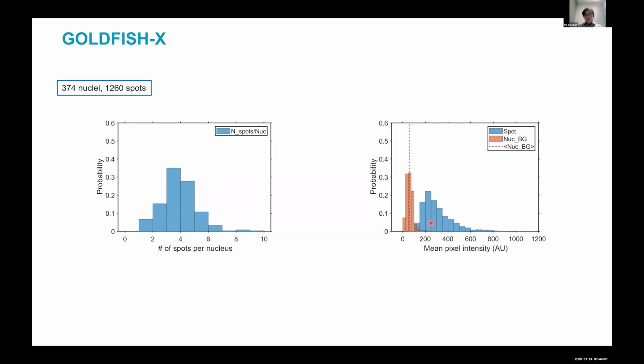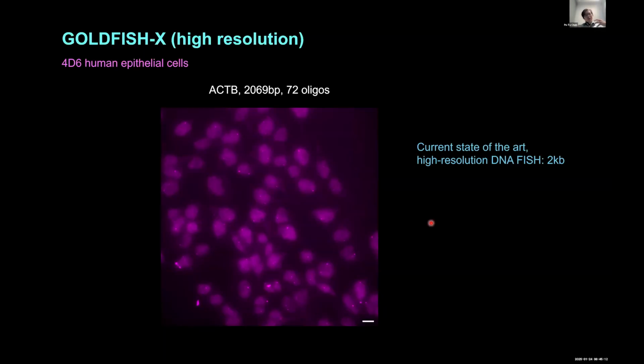Given this amount of signal, we are thinking perhaps we can use less probe and still see the DNA FISH spots. By using less probe, we can reduce the length of the segment that we label, which allows us to achieve higher genomic labeling resolution. And so we started to test.